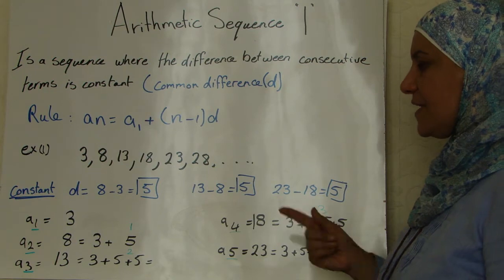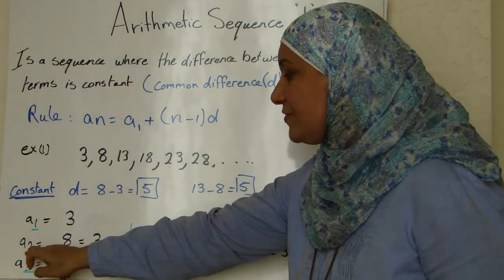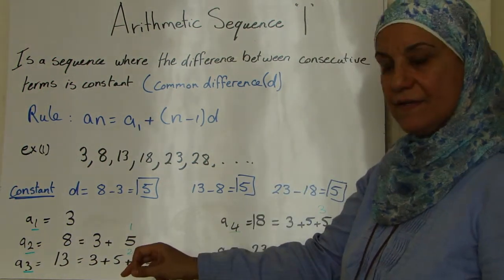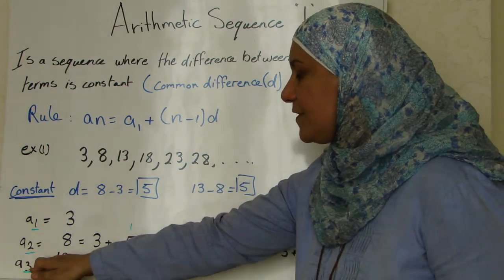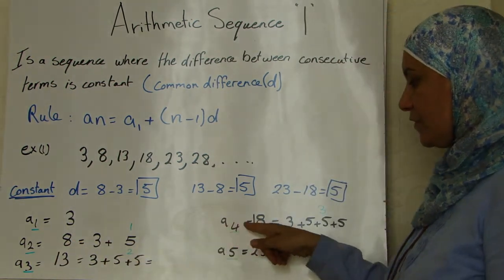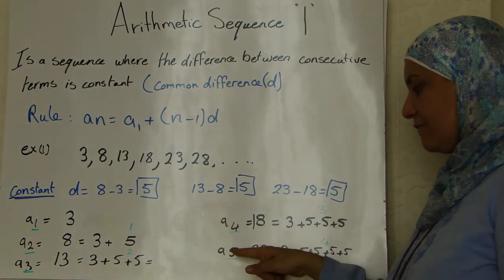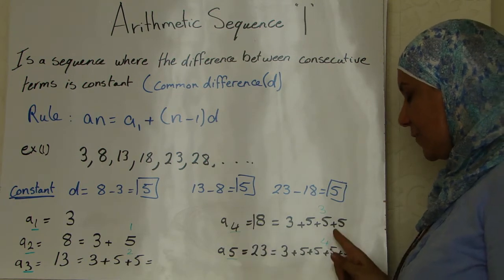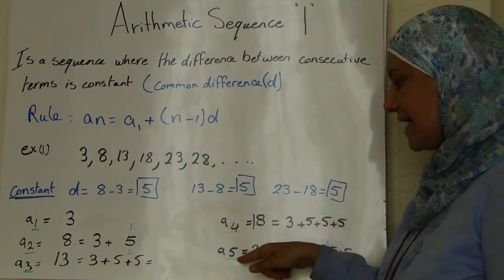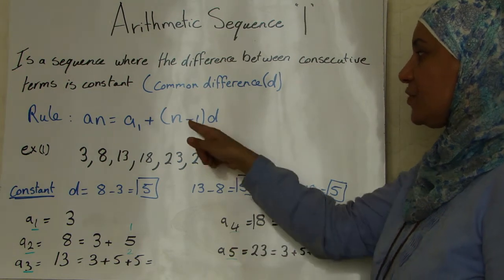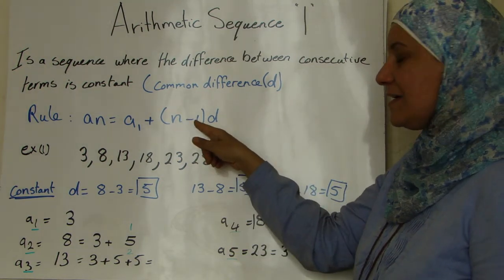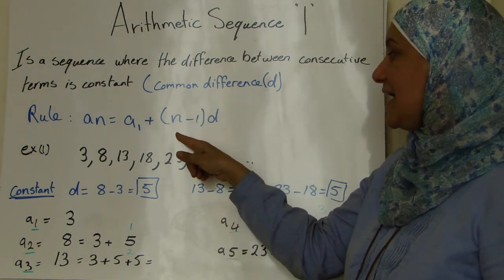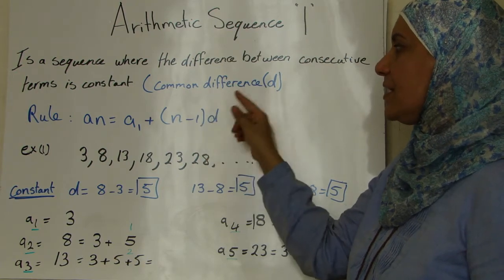What do I notice? I notice that for the second term, I have only one 5. For the third term, I have 2. For the fourth term, I have 3. For the fifth term, I have 4. So it is 1 less than the number of the term. So it is 1 less than your n. So it is n minus 1, and then I multiply by d.